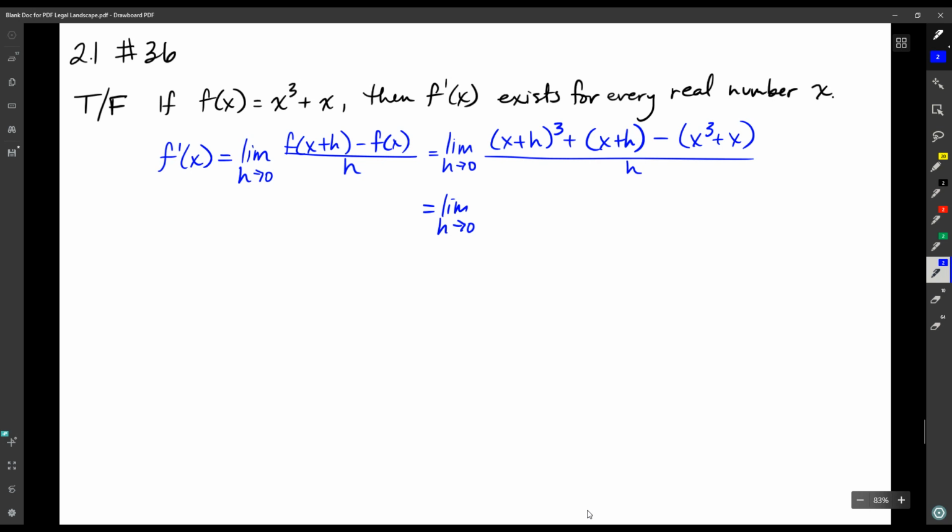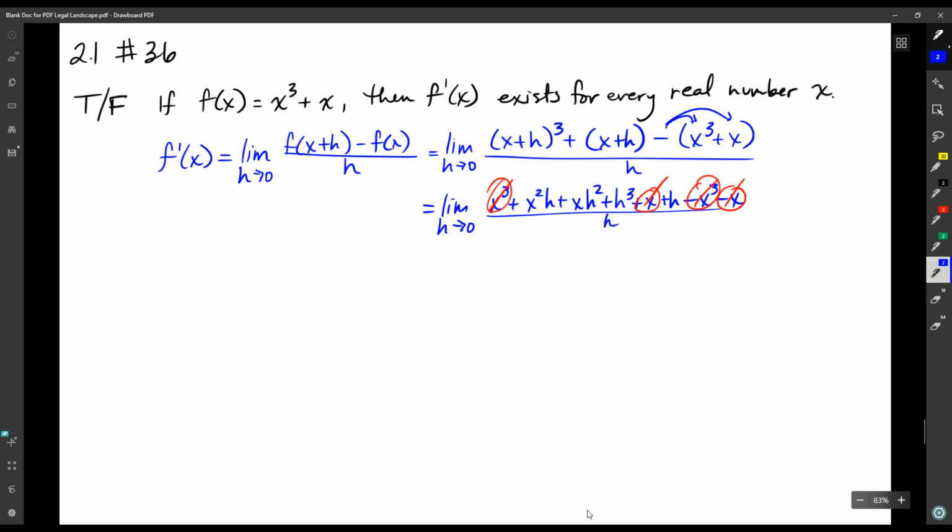This is the limit as h approaches 0. X plus h quantity cubed comes out as x cubed plus x squared h plus xh squared plus h cubed. Then plus the x and plus the h from the second term, and minus x cubed minus x from distributing the negative sign to f of x, and this is all over h. Notice a few things. X cubed minus x cubed forms a 0 pair. Those make 0. Plus x minus x, those form a 0 pair as well.